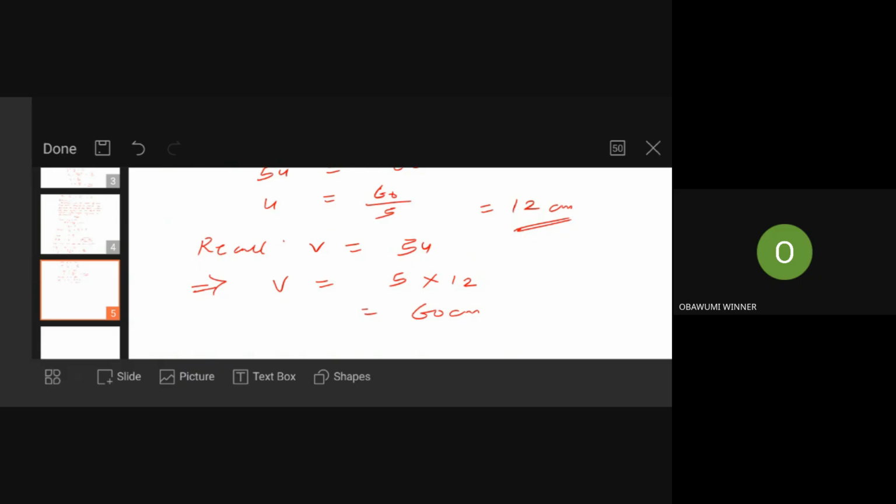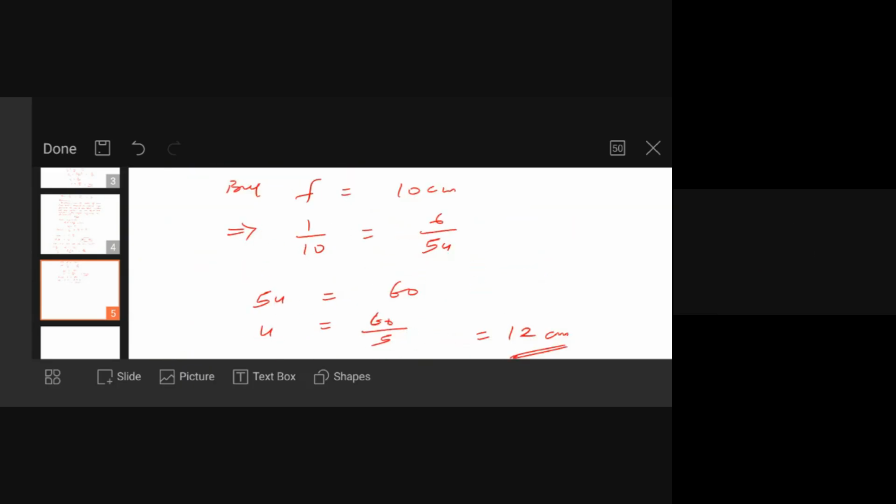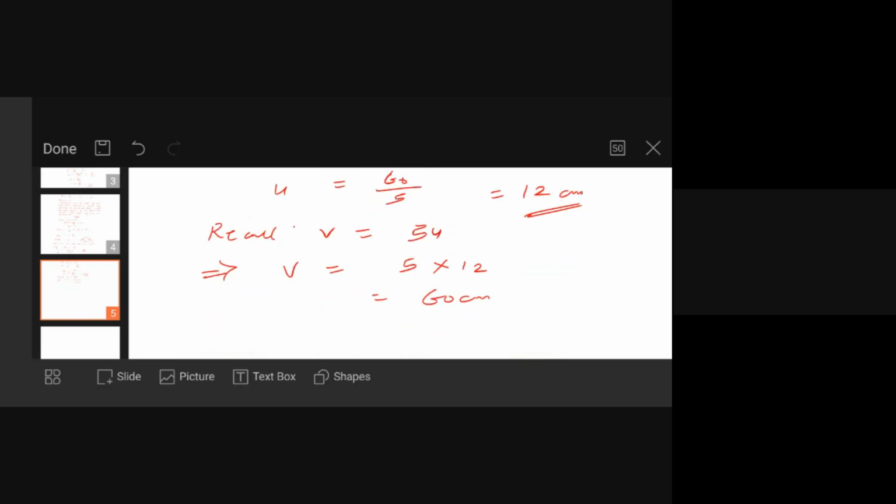The next question they ask us is whether the image is real, magnified or diminished. Clearly, I already said, provided that the magnification has already been mentioned as 5 times, they told us that the image is 5 times the object. So you don't need to do anything. Have it in mind that the image was magnified. So that is the solution to this question.